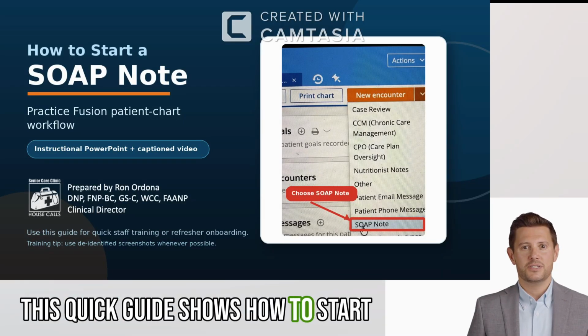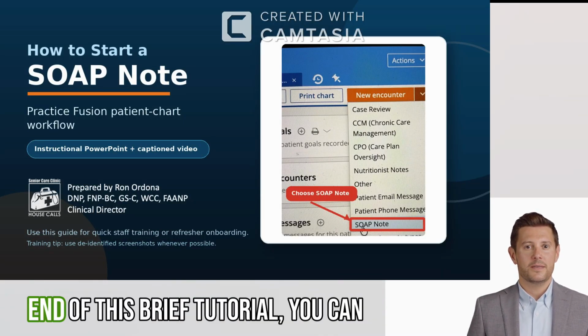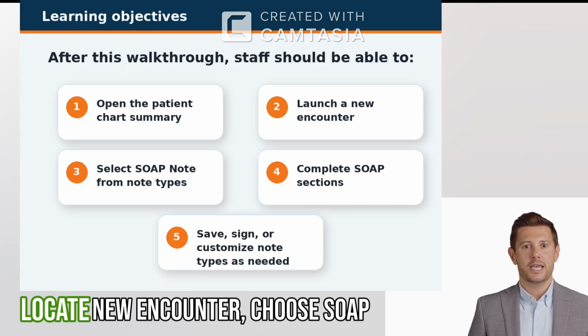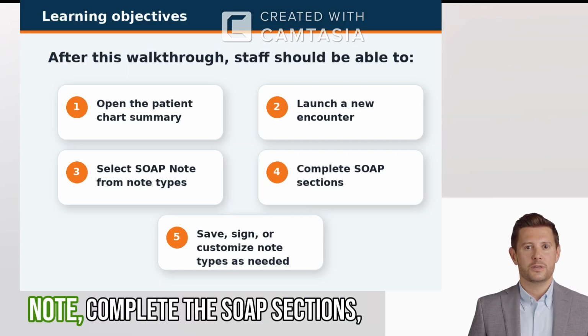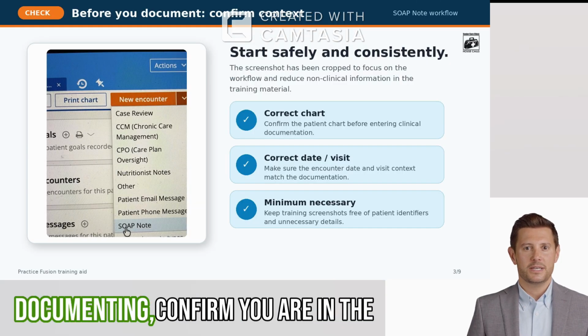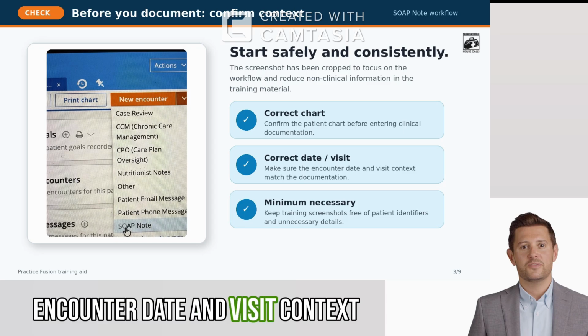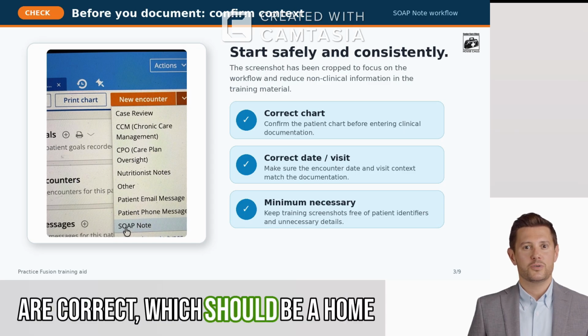This quick guide shows how to start a SOAP note in Practice Fusion from the patient chart summary. By the end of this brief tutorial, you can locate New Encounter, choose SOAP note, complete the SOAP sections, and save the encounter. Before documenting, confirm you are in the correct patient chart and that the encounter date and visit context are correct, which should be a home visit.